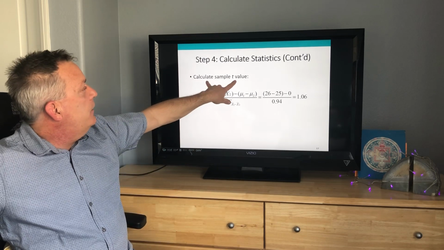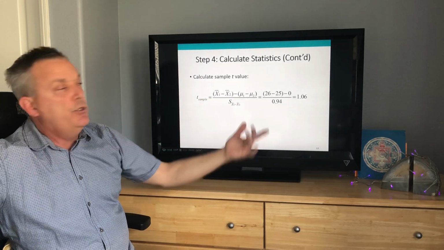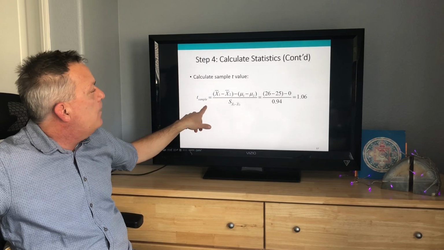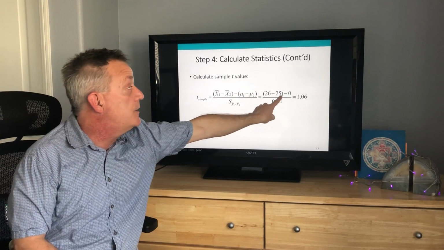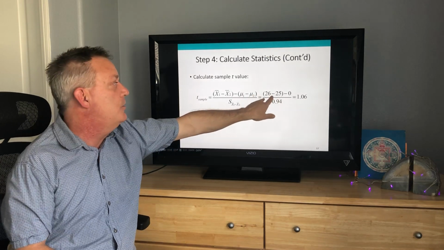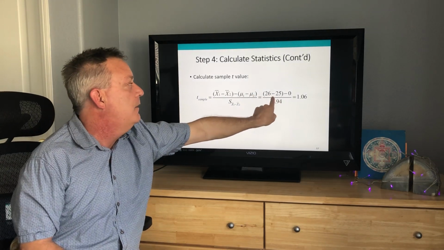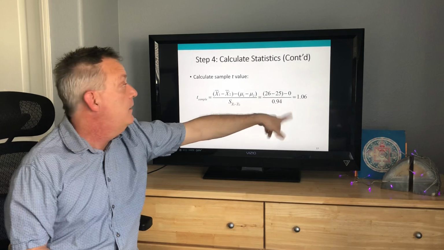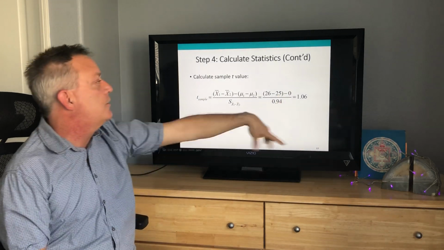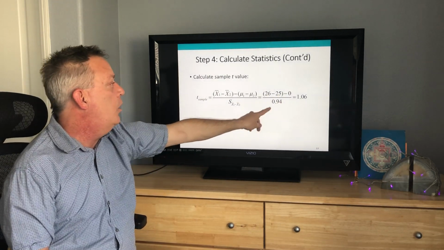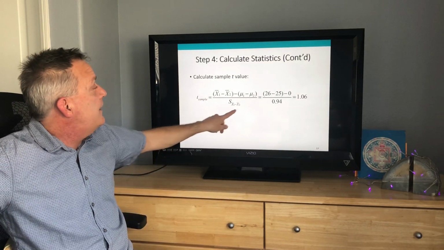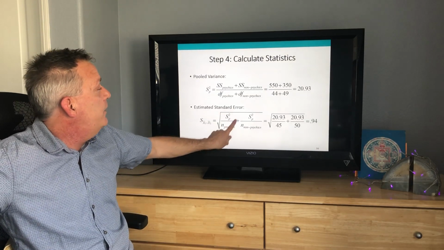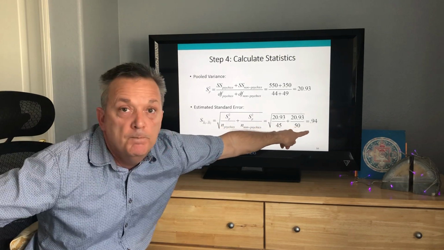And then you calculate your sample t-value. So this is your t-test right here. You're going to subtract the means, remember, from the psychics versus the non-psychics. They didn't do that much better, apparently, right? And subtract it from 0. So you basically have 1 over 0.94. What is 0.94? It was the estimated standard error that we found, remember, right here.